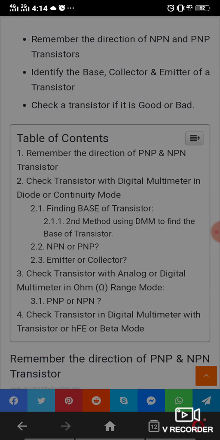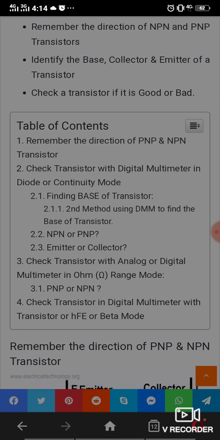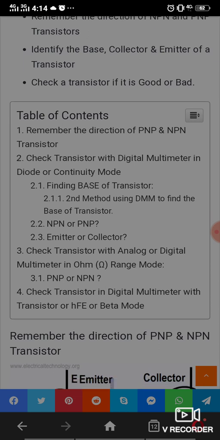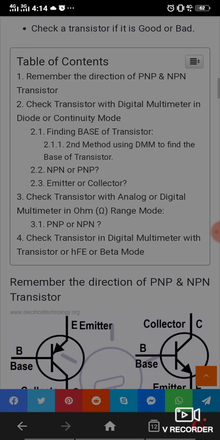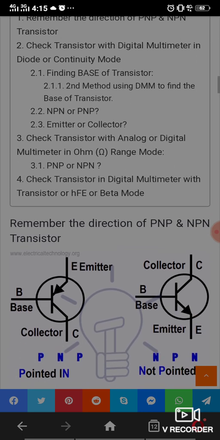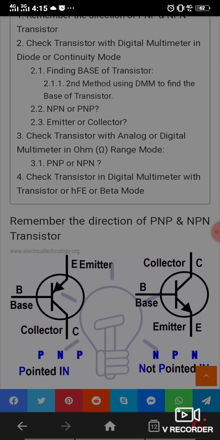Table of contents. Remember the direction of PNP and NPN transistor. Check transistor with digital multimeter in diode or continuity mode. Finding the base of a transistor, second method, using a digital multimeter to find the base of a transistor, NPN or PNP. Emitter or collector. Check transistor with analog or digital multimeter in ohm range, PNP or NPN. Check transistor with digital multimeter transistor hFE or beta mode.